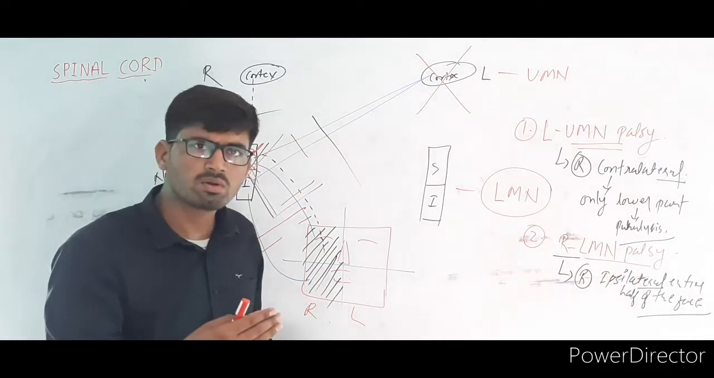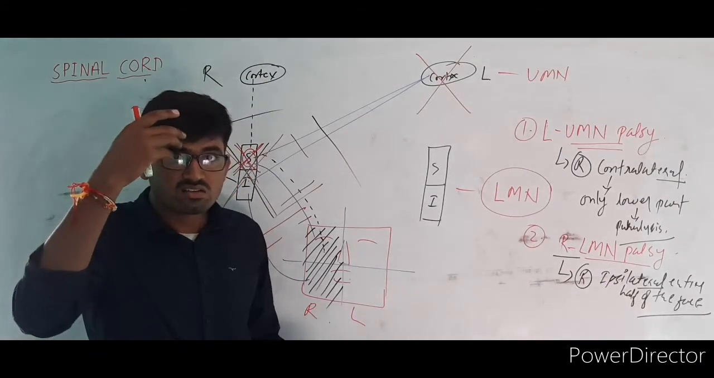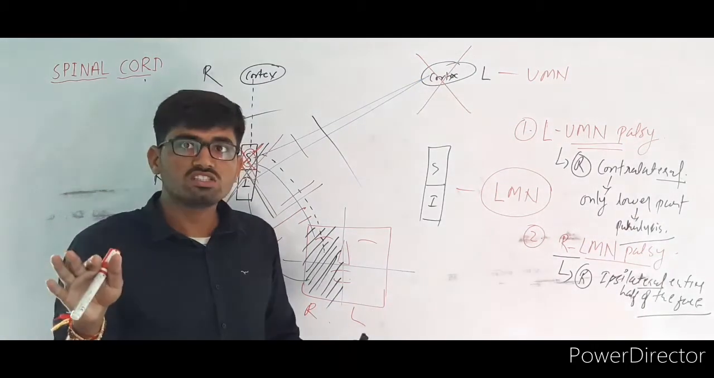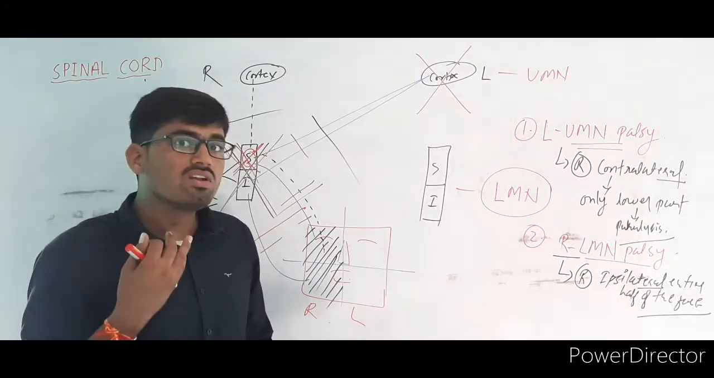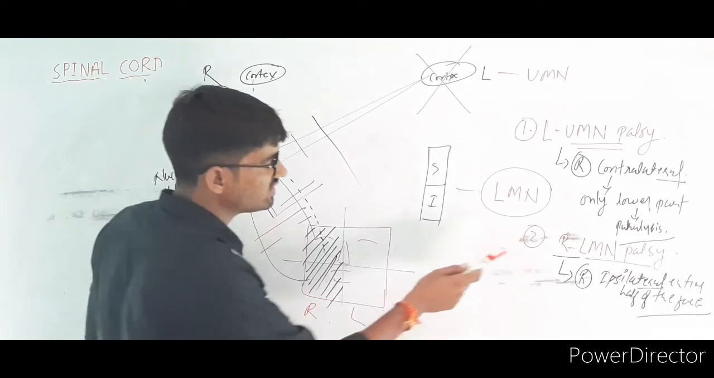So what are the symptoms of Bell's palsy? Tell me. Drooping of the eyelids, right? Wrinkles here will disappear, right? The nasolabial fold will also disappear. Drooping of the eyelids. What will happen? Saliva will drool. So all are the features. Okay, so that is Bell's palsy.